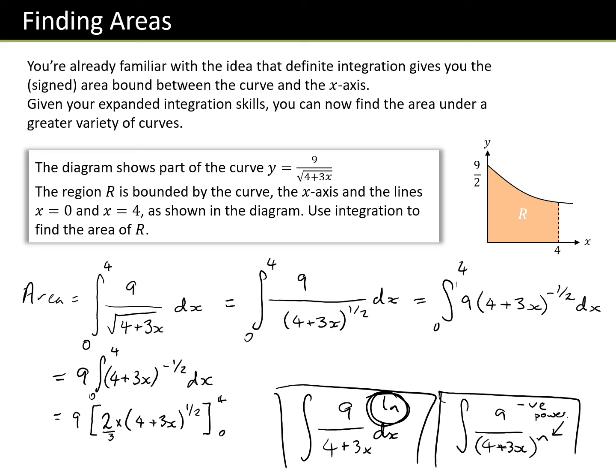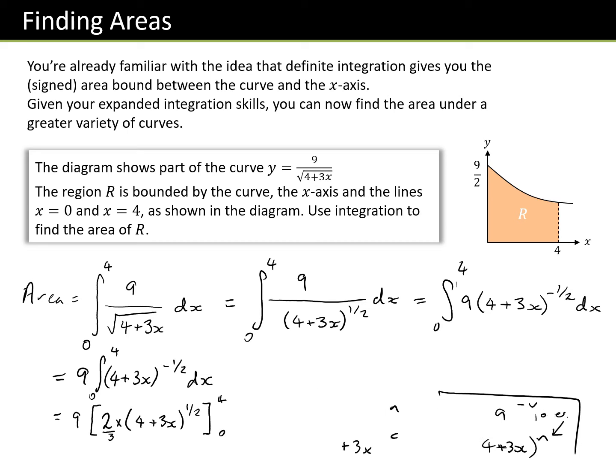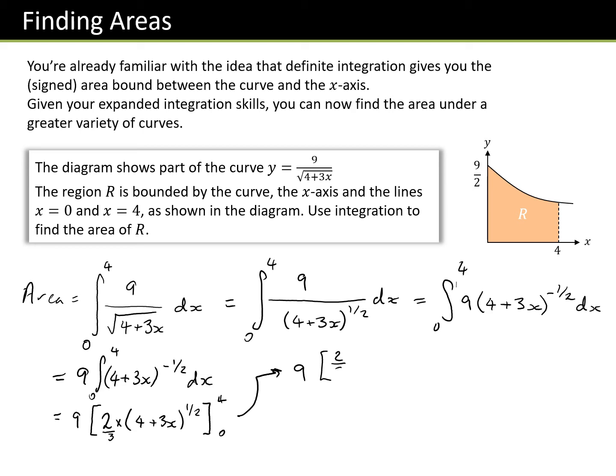Now, I need more space, so I'm going to get rid of all of this. Okie dokie. So, now finishing this off. We've got 9 lots of. Now we need to sub these values in, don't we? So we've got 2/3 of 4 plus 3 lots of 4, all to the power of a half, minus, if you stick 0 into this, so 2/3 lots of 4 plus 0 to the power of a half.